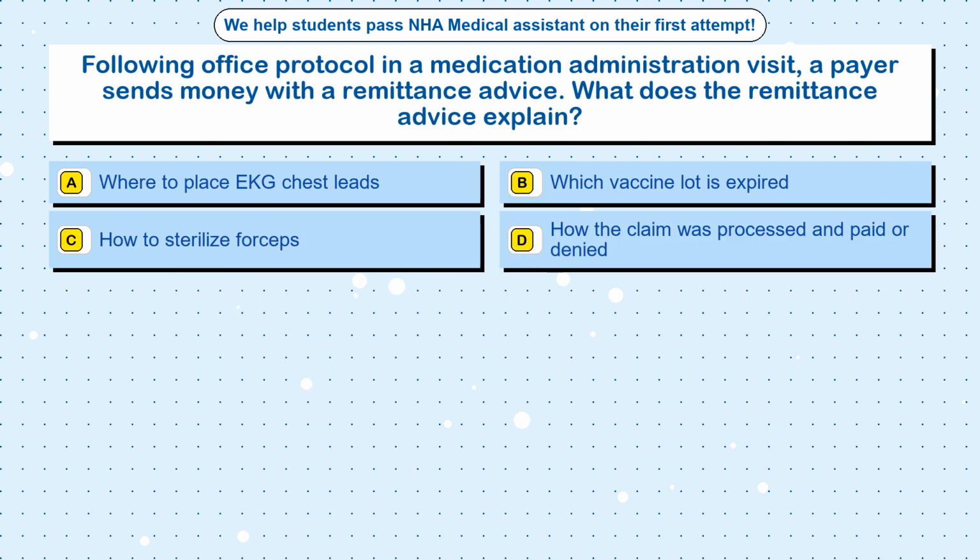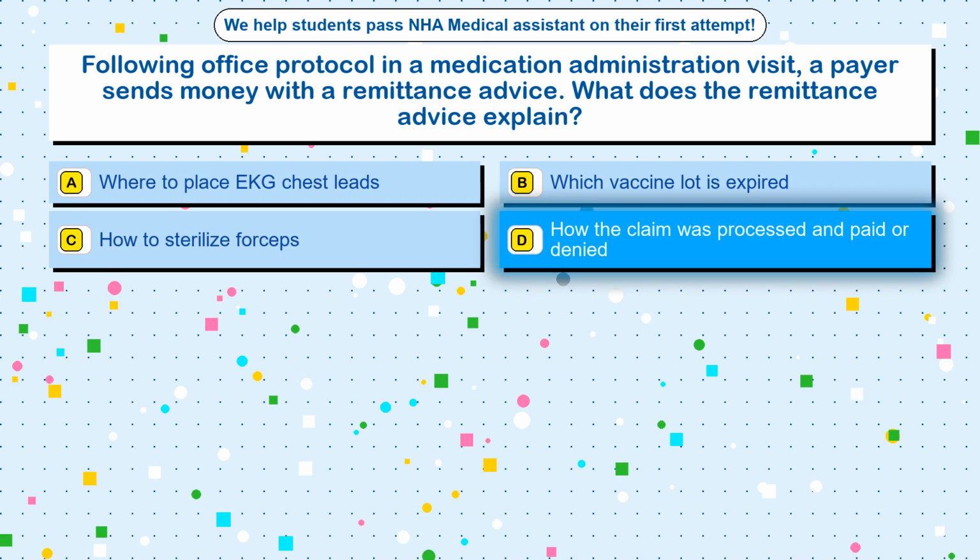Question 74. Following office protocol in a medication administration visit, a payer sends money with a remittance advice. What does the remittance advice explain? Option A. Where to place EKG chest leads. Option B. Which vaccine lot is expired. Option C. How to sterilize forceps. Option D. How the claim was processed and paid or denied.